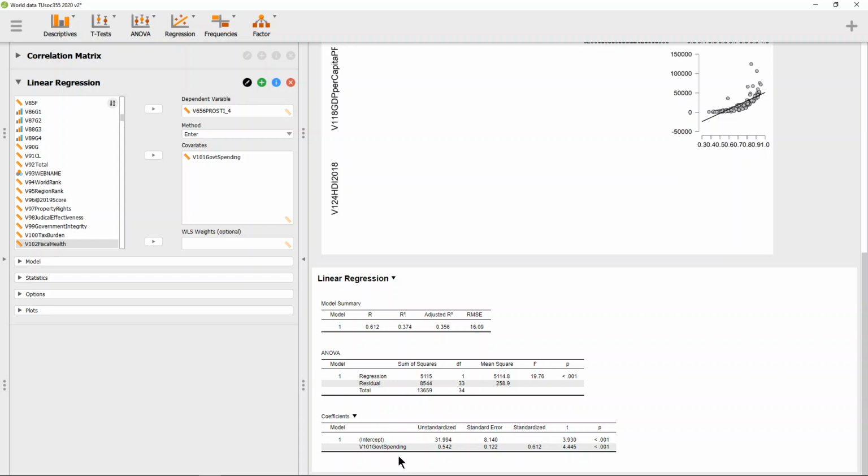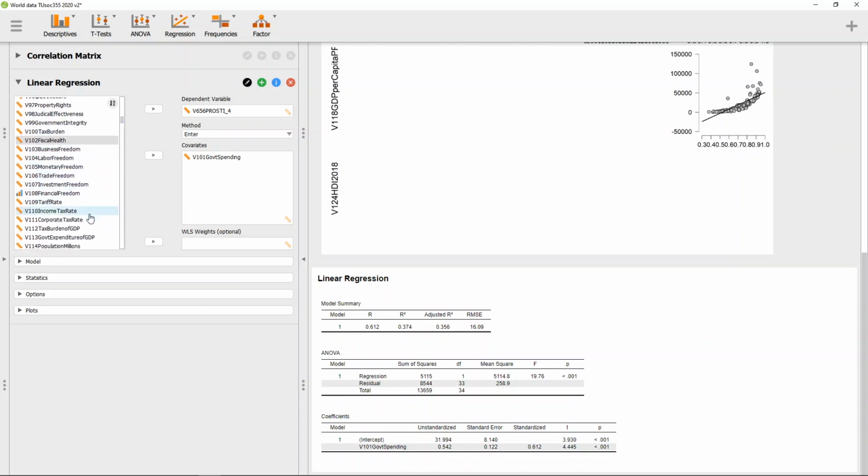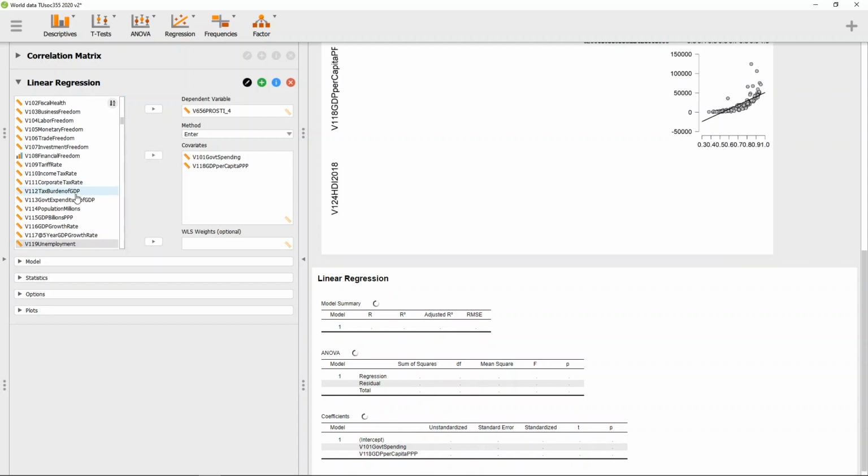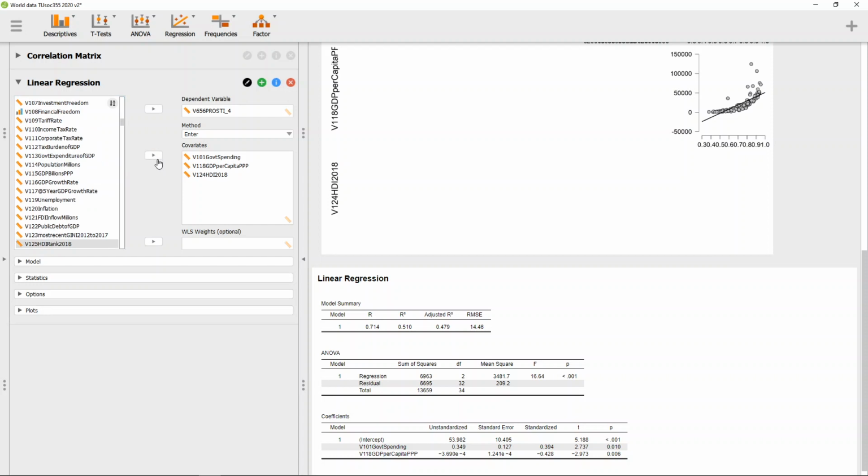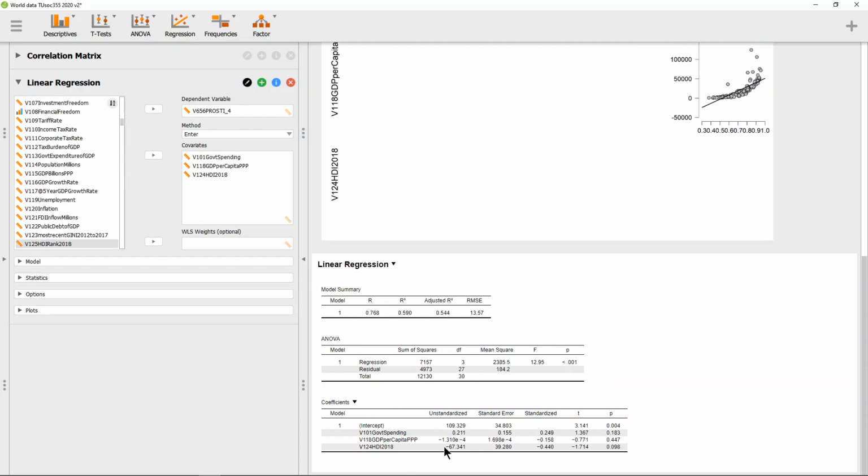But if I add additional variables beyond my government spending variable, so let's say I go ahead and add that 118, and I go ahead and add that 124 for HDI values. Now, what we have here is a listing of all the independent variables all being loaded together, but this is not bivariate.